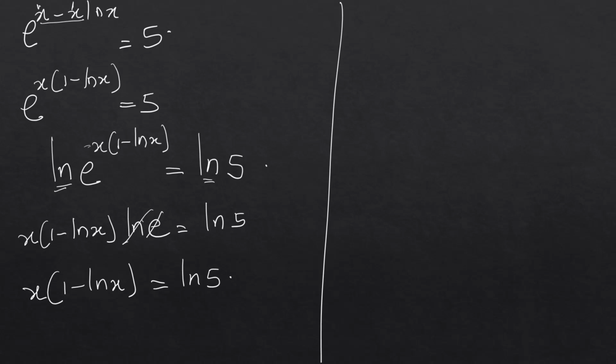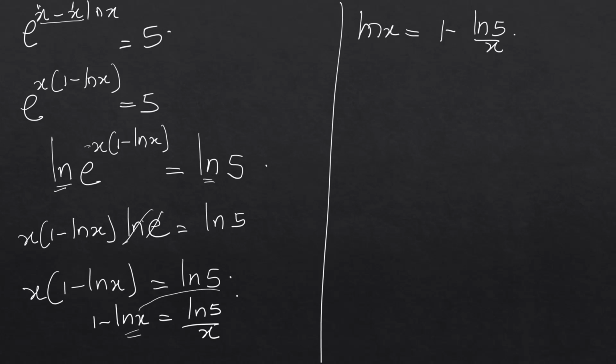So what I'm going to do now is divide both sides by x. So I'm going to have 1 minus ln x is equal to ln 5 divided by x. So what I will do is the same thing as saying ln x is equal to 1 minus ln 5 divided by x. So that is making this the subject of the formula, moving this to this side and moving this one to this side.